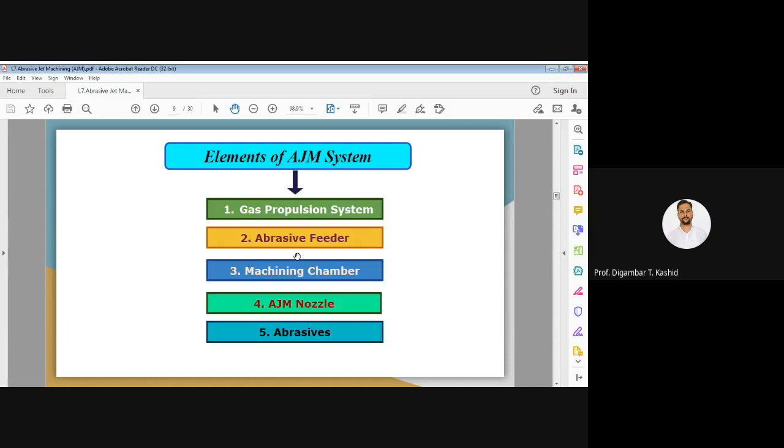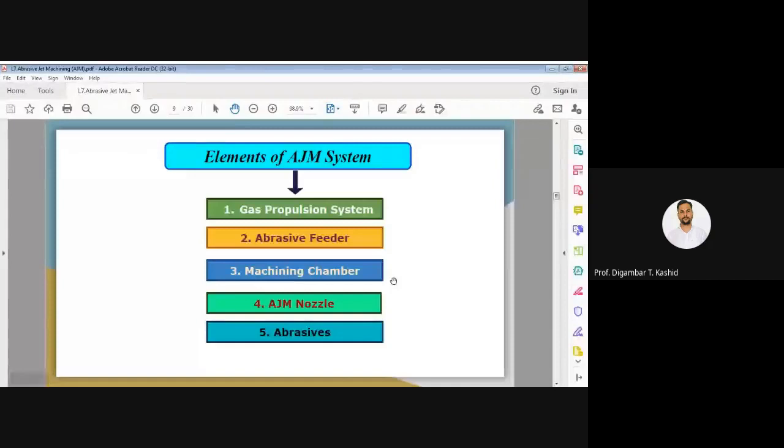Here we need to understand the material and the shape of the nozzle. You can use tungsten carbide or sapphire material for your AGM nozzle, and the shape of the nozzle you can choose as circular, rectangular, or another cross section. It depends first on the requirement of your workpiece and second on your designer's requirement. So that is the point you need to note.